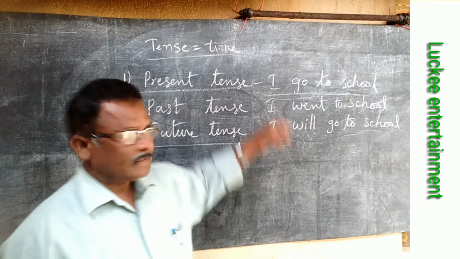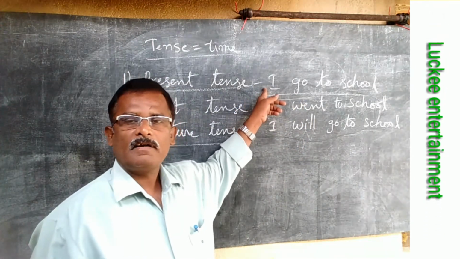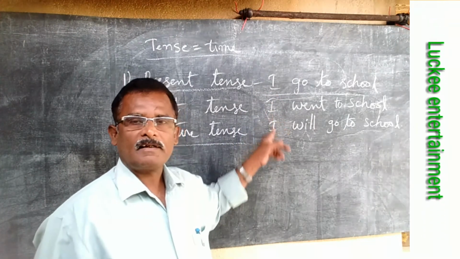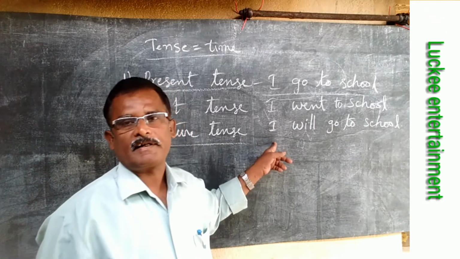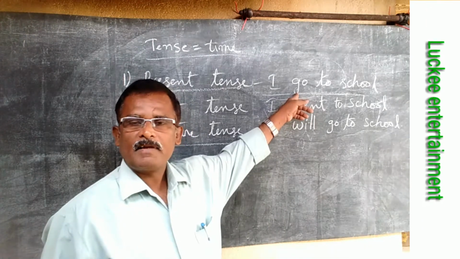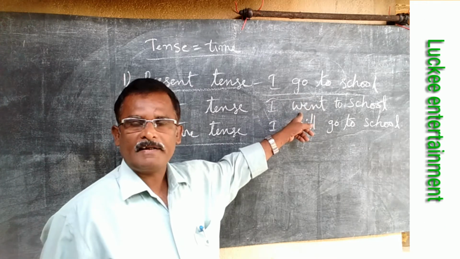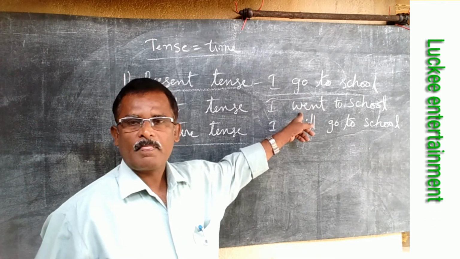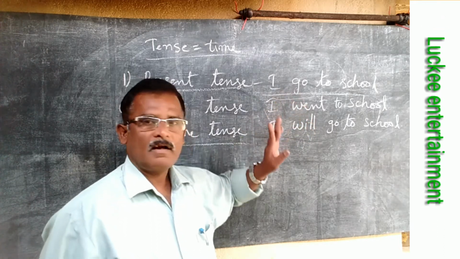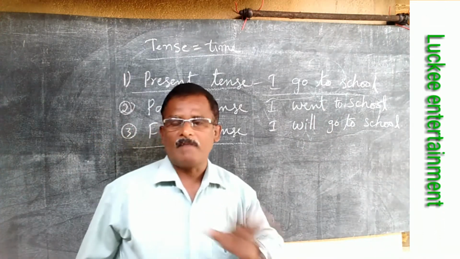So in these three sentences, the first sentence is said to be in present tense. The second sentence is said to be in past tense. The third sentence is said to be in future tense, because the verb in present tense is related to present action. The verb went is the second sentence verb. It is in past tense. Go, went and will go. These are the three verb forms.